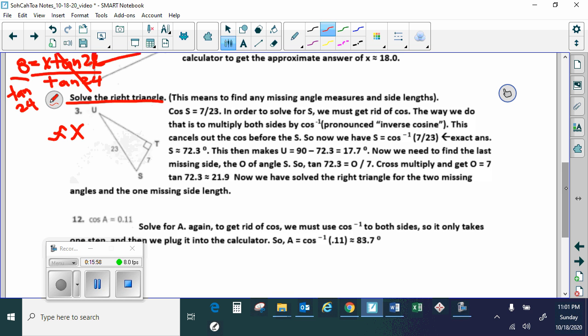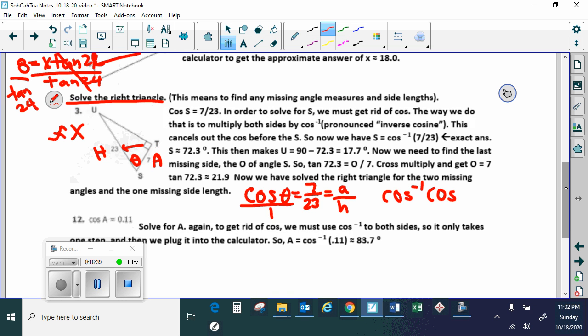Now let's say I want to solve for theta right here, angle S first. Well, again, identify the hypotenuse right across there, and the 7 is the adjacent side right next to the theta. So which trig function has A and H in it? That's cosine. So I have cosine of theta equals adjacent 7 over the hypotenuse 23. And that's A over H. Cross multiply, not cross multiply. So I need to get rid of cosine now. The way you get rid of cosine is inverse cosine.